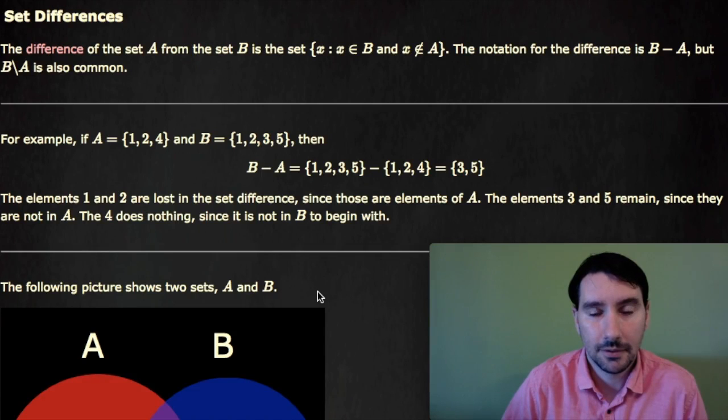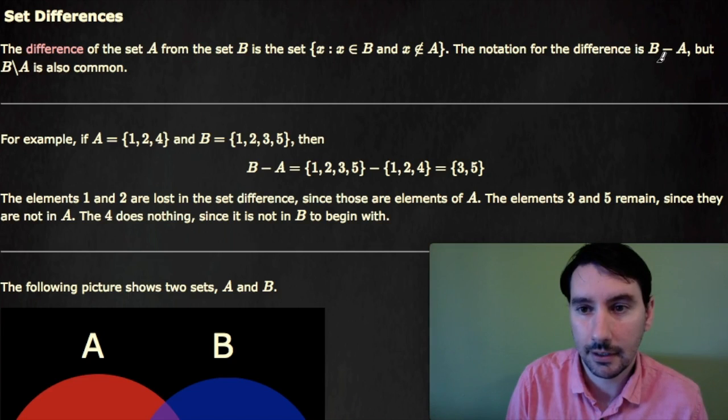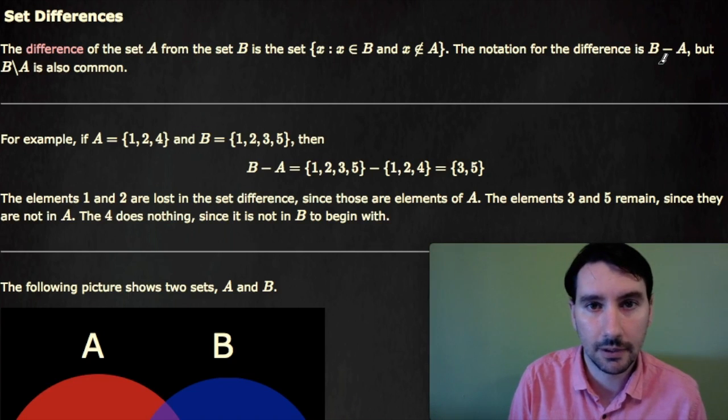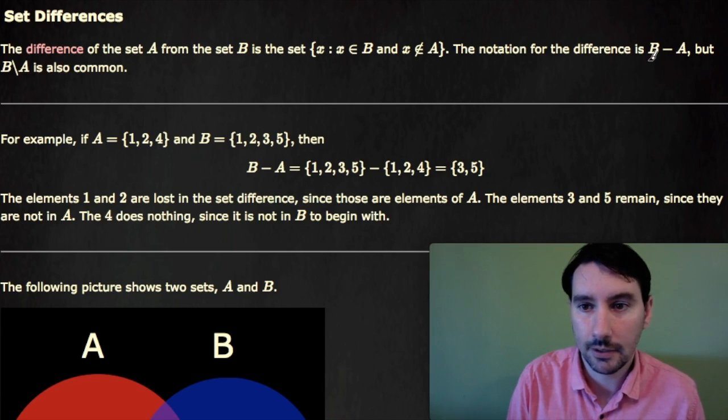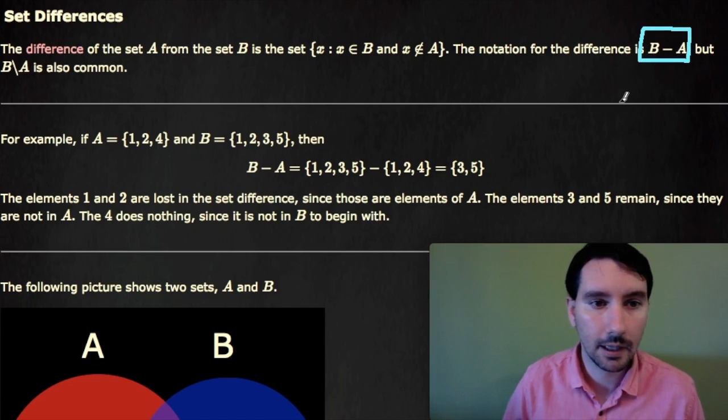This lesson is about set differences and symmetric differences of sets. The difference of a set A from B is the set of x in B such that x is not in A. So we write a difference like subtraction. You can think of difference between numbers as 5 minus 3, where you take away 3 from 5. And the notation for a difference between sets is with the subtraction. So B minus A is you take away the set A from B.